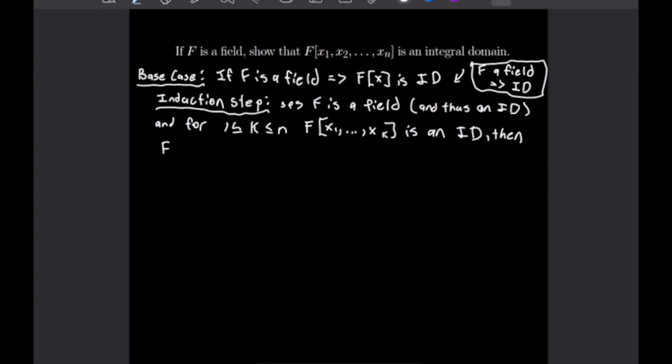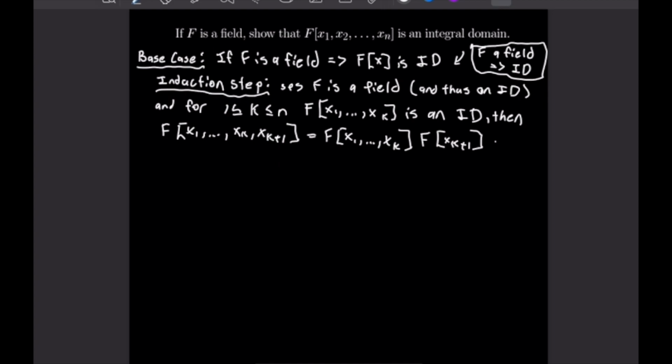Then F adjoin x sub 1 all the way up to x sub k and x sub k plus 1 can be written in the following way as the product of F adjoin x1 all the way up to x sub k and F adjoin x sub k plus 1, which finishes this off. So that is an integral domain, and that is because what I've underlined in blue, or I'll refer to that as just the blue box, is an integral domain.